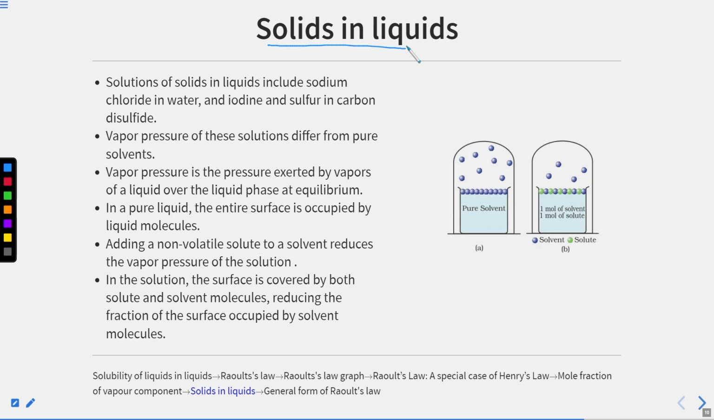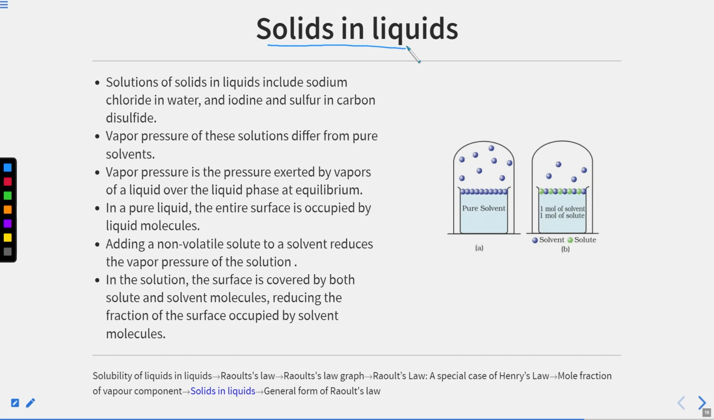Now, for each of these components, the vapor pressure of the solution differs from that of the pure solvent. Yes, it will be true. So water will have a greater vapor pressure than the solution of sodium chloride in water. Why is it so? In this case, we are talking about solids which are non-volatile, because we don't often see volatile solids, but only those solids which are non-volatile.